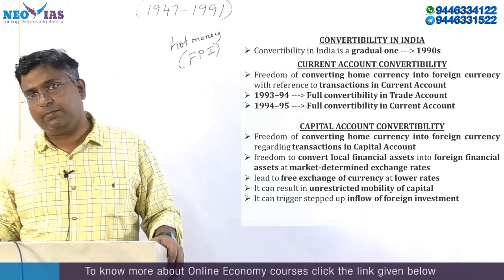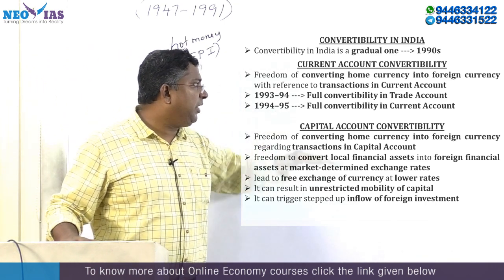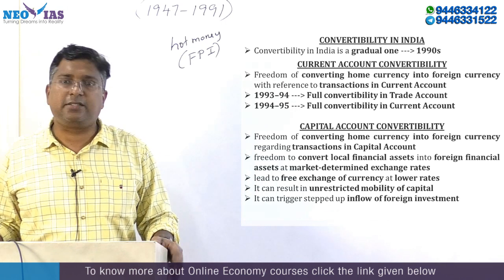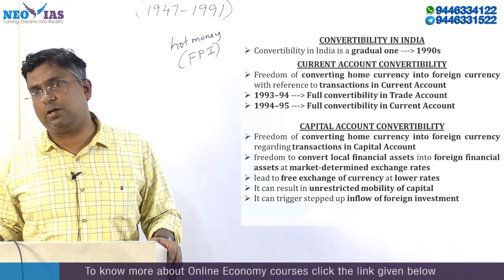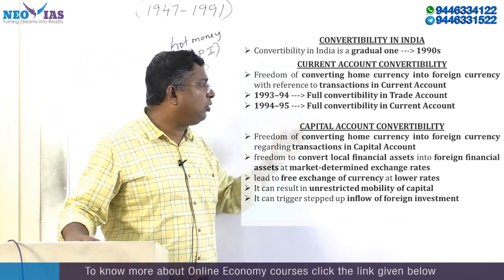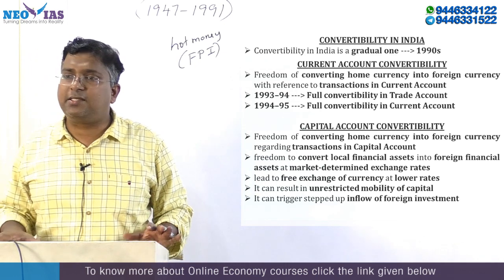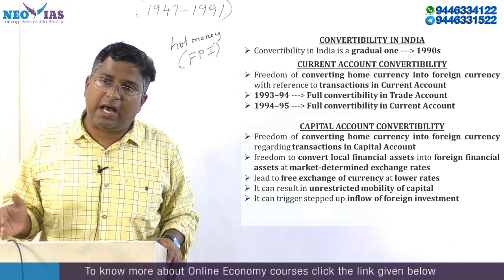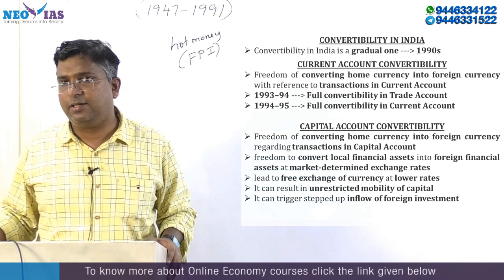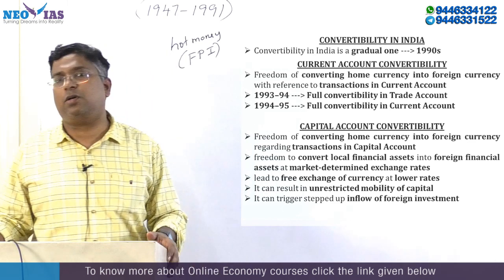Merchandise goods only. And in 94-95, for all the remaining components of the current account, that is the invisible account as well as the trade account. Trade account plus invisible account is the current account. So from the 94-95 financial year onwards, we have full convertibility in the current account. So what is the status regarding the current account? It is full current account convertibility.